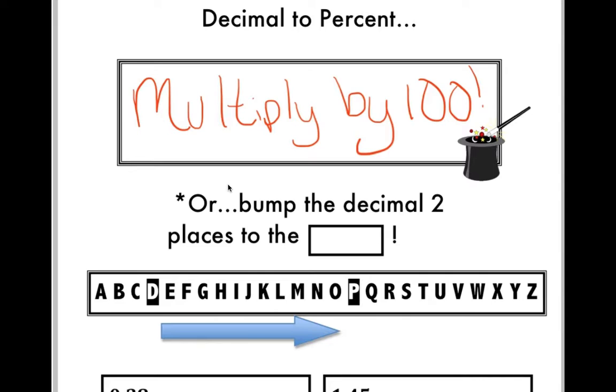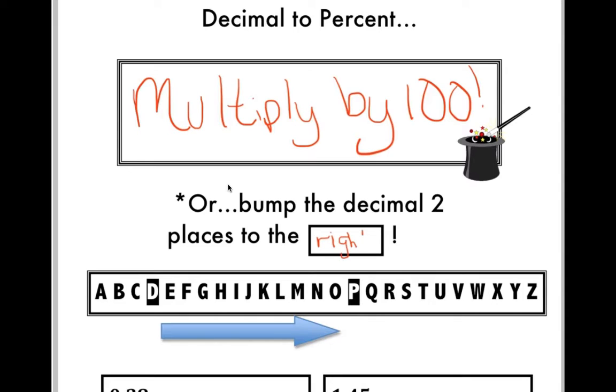Well, there is a shortcut, there's a trick. You know how I like my math shortcuts and my math tricks. This is a really easy trick. Notice my big "or" here. It says, or bump the decimal 2 places to the right.